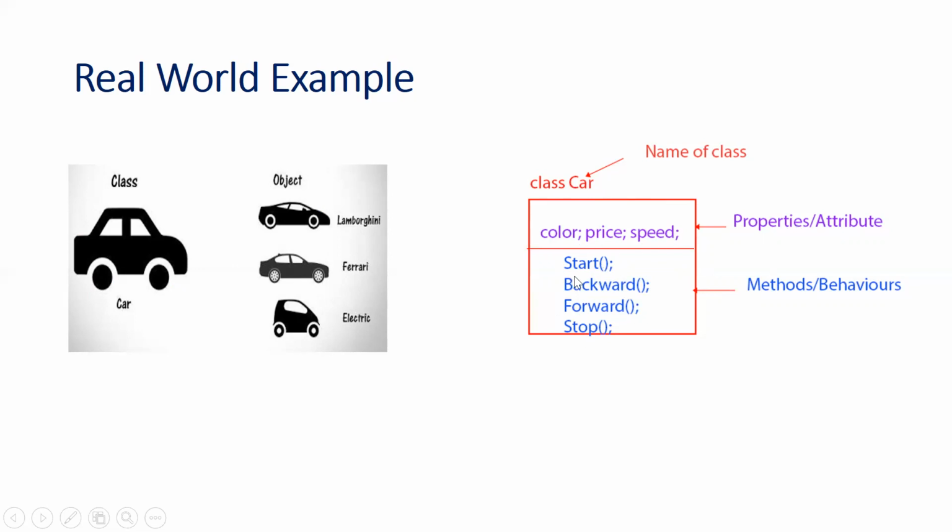And these are the methods or behaviors. You see every car has this kind of behaviors or methods: start, backward, forward, and stop. These are some common behaviors. There can be more behaviors, but they are not mentioned here. These are common behaviors defined by this class, because the class is a class of car. So whatever the car object is, these behaviors are the same.